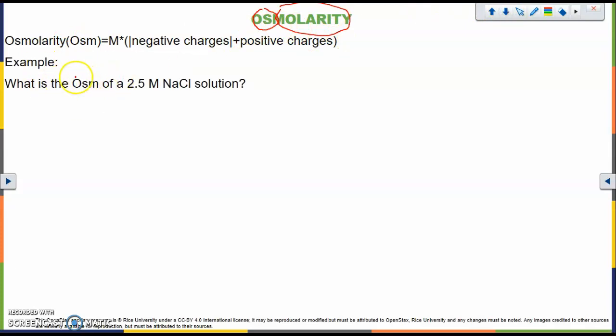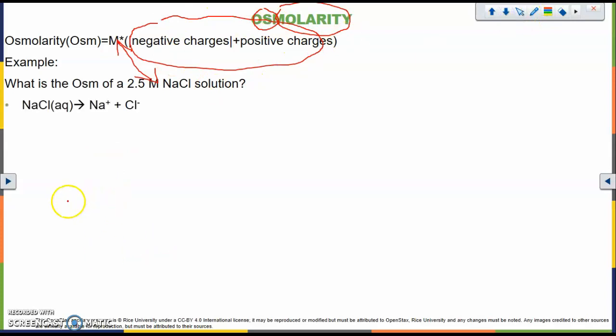So what is the osmolarity of a 2.5 molar sodium chloride solution? Again, the molarity is given to you already. So this molarity is already here. What we need to figure out is the actual sum of the charges. If we write a dissociation equation for sodium chloride in water, sodium chloride dissociates into the sodium ion and the chloride ion. So we have a +1 and a -1 charge.